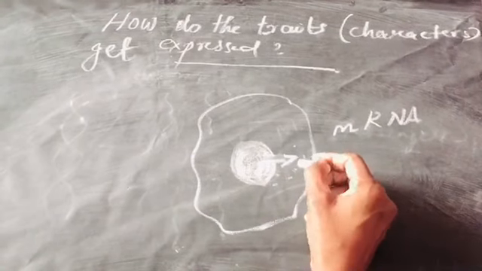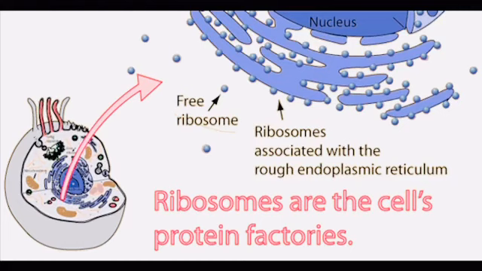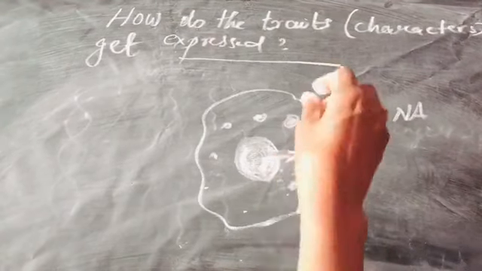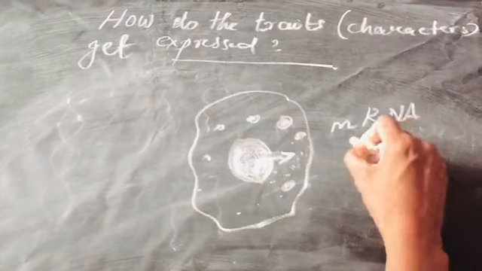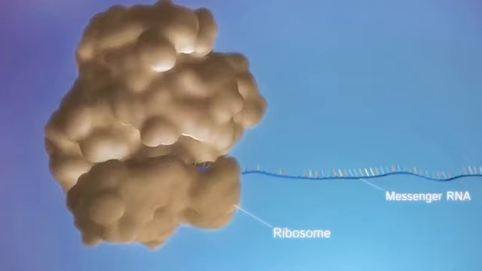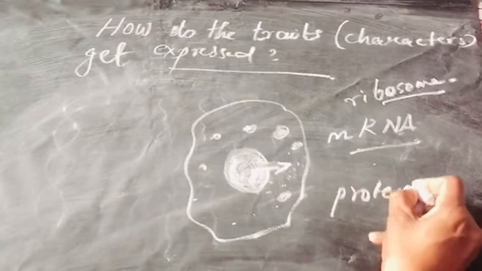what happens to the mRNA? You might have heard about the ribosomes which are floating in the cytoplasm, and some of the ribosomes are still seen attached to the endoplasmic reticulum. What do you call such endoplasmic reticulum? Rough endoplasmic reticulum, isn't it? So the free ribosomes which are floating in the cytoplasm bind mRNA, messenger RNA. You already know ribosomes are the protein factories of the cell.